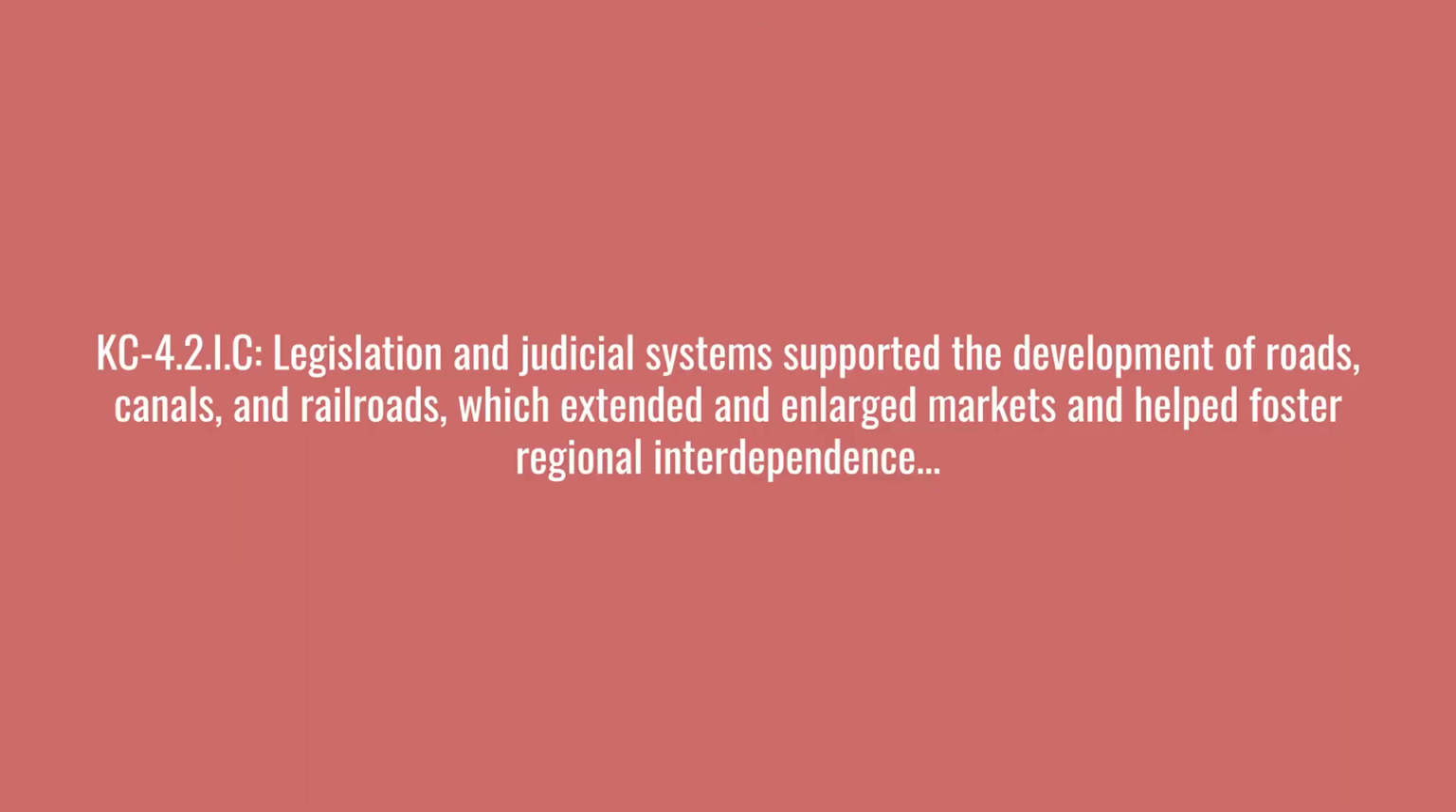The next key concept deals with the forms of transportation that were used to get these goods to market, and it's split up into two parts. The first says, legislation and judicial systems supported the development of roads, canals, and railroads, which extended and enlarged markets and helped foster regional interdependence.